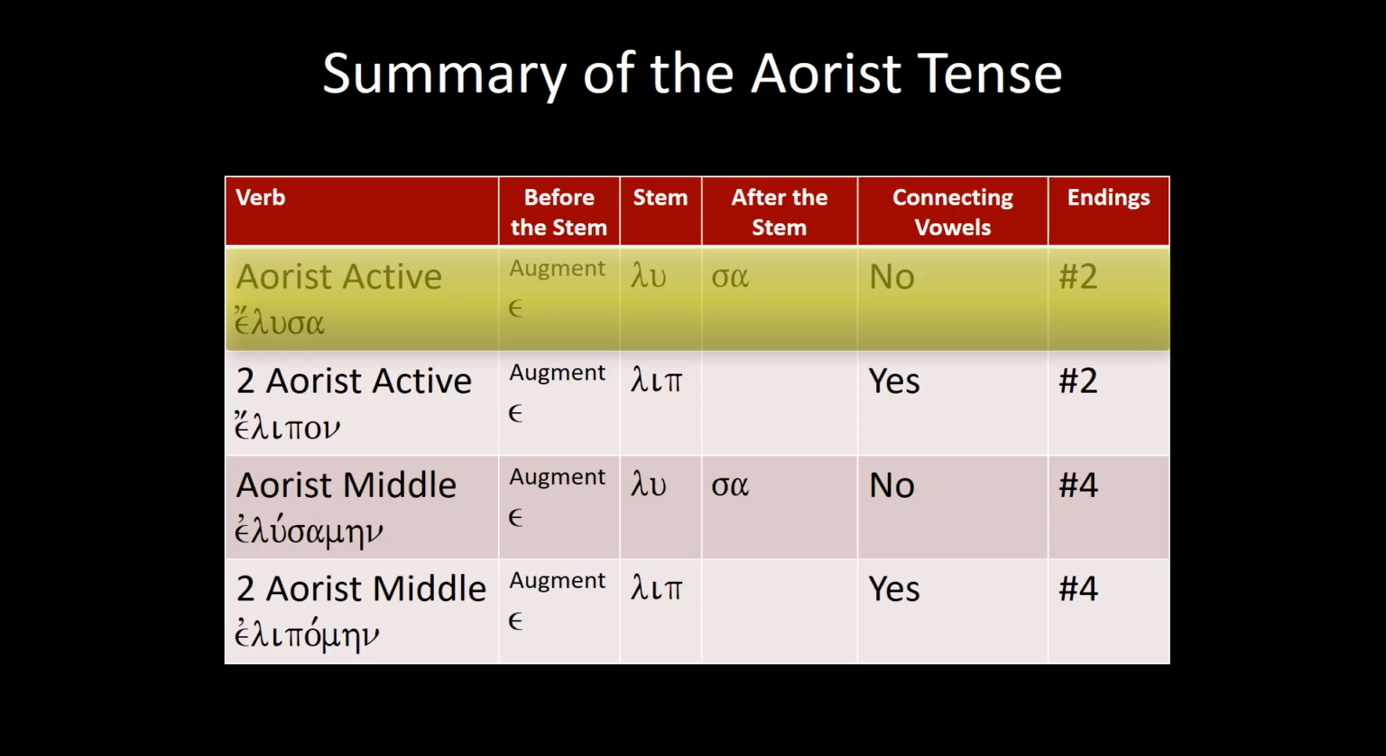So we still have this augment. We have the verb stem lu. Then we have the sigma alpha, which is a giant aorist key. Then we have number 2 endings: n, s, movable nu, men, te, n, or san. We don't need connecting vowels because of the sigma alpha. So we can just stick those endings right after that alpha.